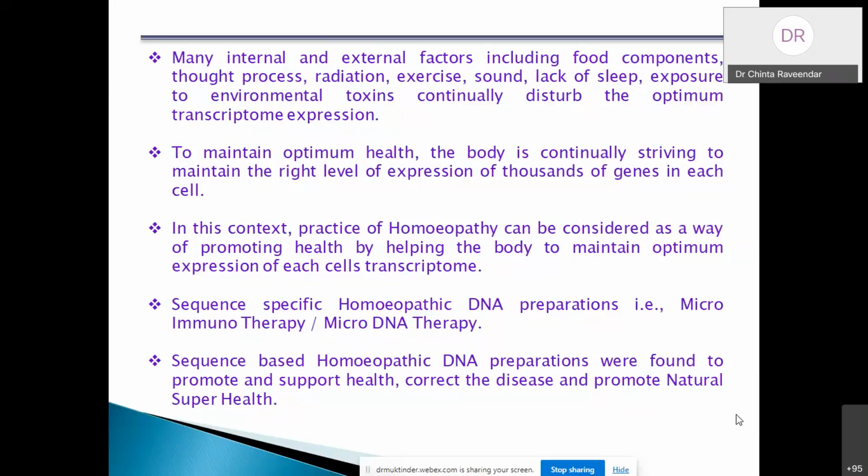In this context, the practice of homeopathy can be considered a way of promoting health by helping the body maintain the optimum expression of each cell's transcriptome. See, these trillions of cells should have a harmonious expression, harmonious up-regulation and down-regulation of the genes. Then only will we enjoy positive health. Based on this background, sequence-specific homeopathic DNA preparations have also come. Macroimmunotherapy and micro-DNA therapy, I will talk about later on.